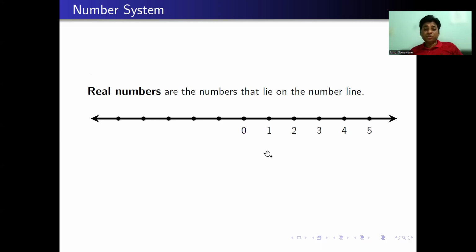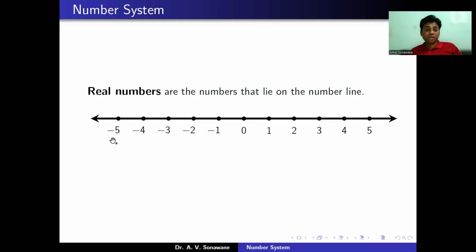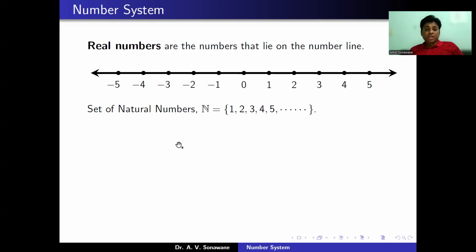Number line also contains 0. Generally we write 0 at the center of the number line. Number line also contains negative numbers which are -1, -2, -3, -4, -5 and so on. We know that what is the set of natural numbers? Set of natural numbers contains numbers 1, 2, 3, 4, 5 and so on. And we can easily observe that all these natural numbers lie on the number line.